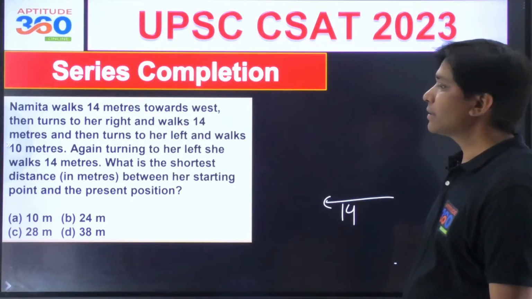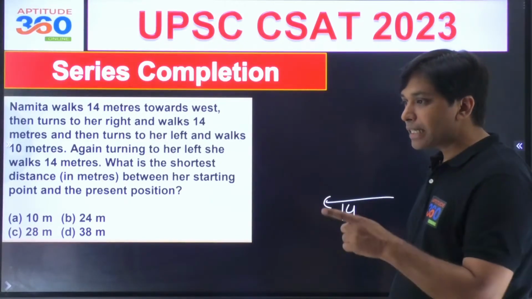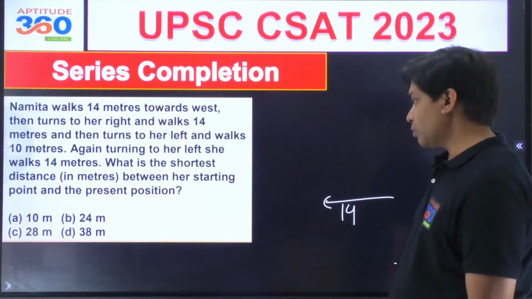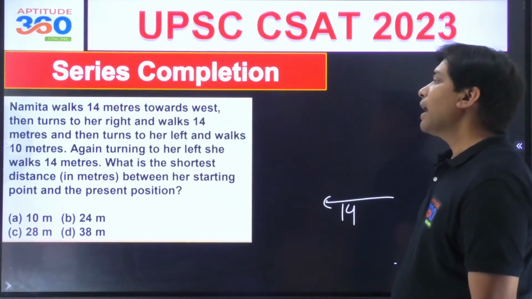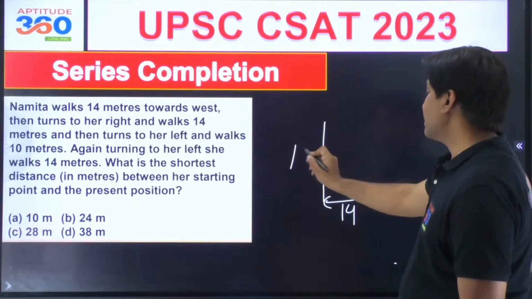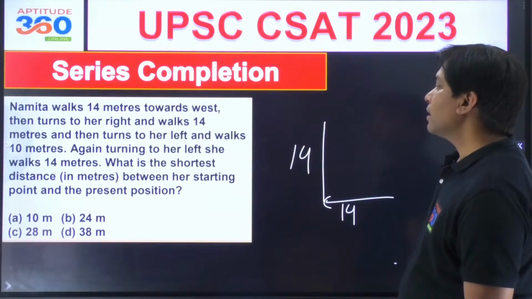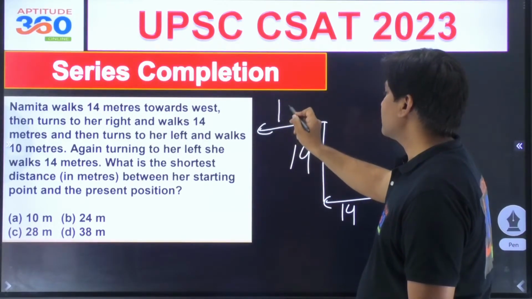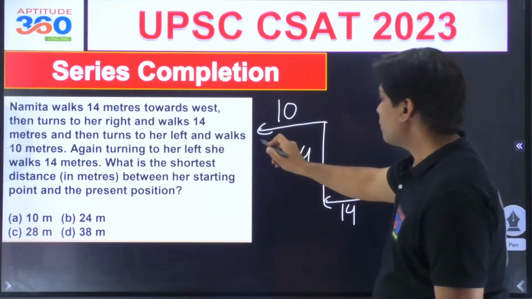The answers are 24 in the west. Divya is getting 24 and Shivam is getting 10. Debashish is also getting 24. Okay. Namita walks 14 meters towards west and then turns to her right. Right is clockwise, and walks 14, isn't it? And then turns to her left and walks 10. Left is this, walks 10. Again turning to her left, she walks 14.